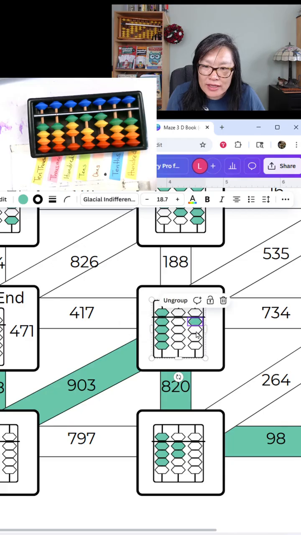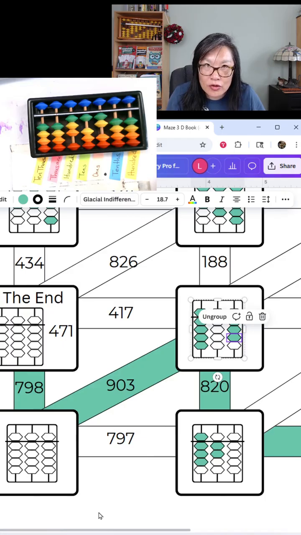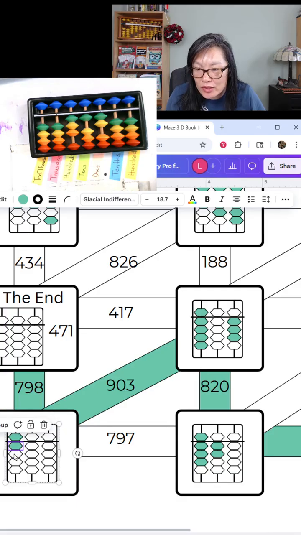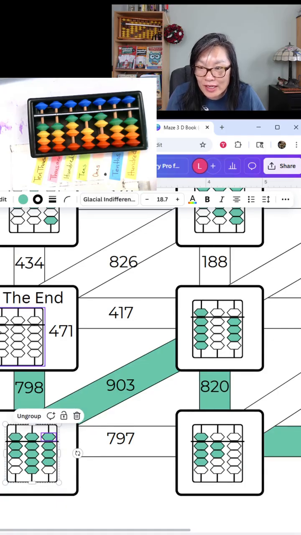If you're wondering, the abacus has been around since before Christ, like in Mesopotamia time. It's a lost art, a lost math tool, which is really interesting. It's a really fun math tool. But right now, we're learning how to read the abacus.